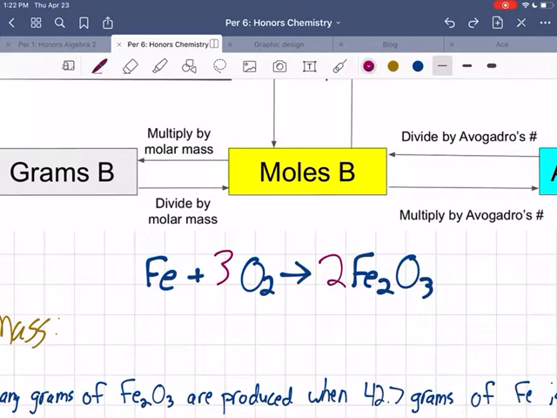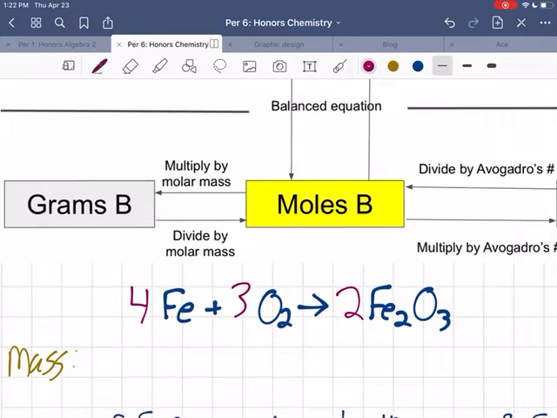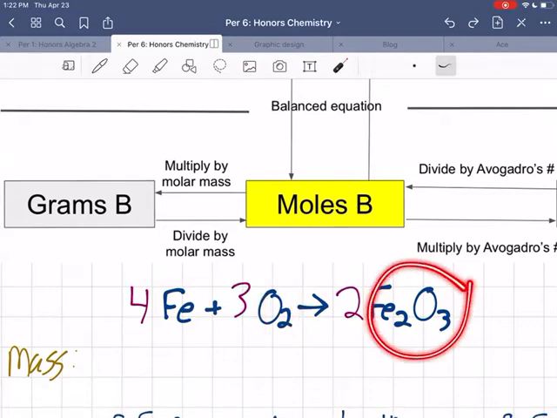Next, we have to balance our irons. We have 4 on the right side, we have 1 on the left. So we need to make sure that there's 4 on that left side as well. Okay, that is balanced. Now, I know that I'm going to be doing some things going between grams and moles here. And for this, we do have to use the molar mass. So what I'm going to do just to save my time later is calculate all the molar masses here. I'll calculate the molar mass of iron, oxygen, and iron oxide.